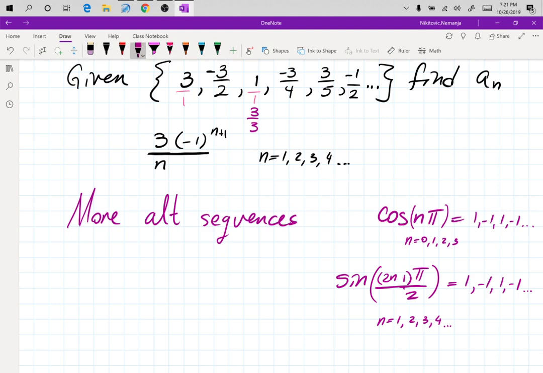Much better. You wouldn't expect sine to be worse than cosine. There you go. It's possible. Cool.